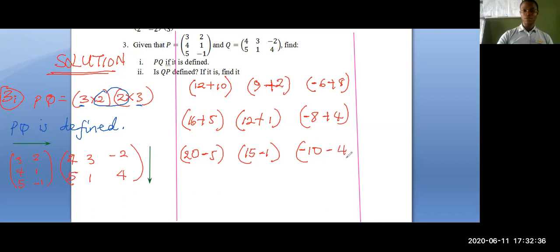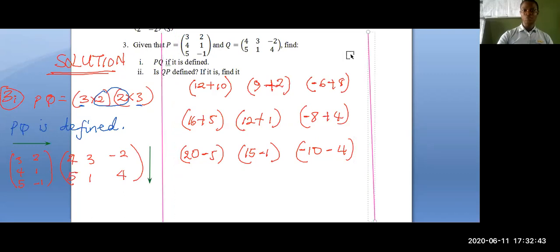5 times minus 2 gives us minus 10, and minus 1 times 4 gives us minus 4. And of course, the answer is going to be a matrix, so it should be enclosed in a bracket. The answer should be enclosed in a bracket because it's still a matrix, so you enclose it in a big parenthesis or a big square bracket. All right, so you now simplify to have your final answer.